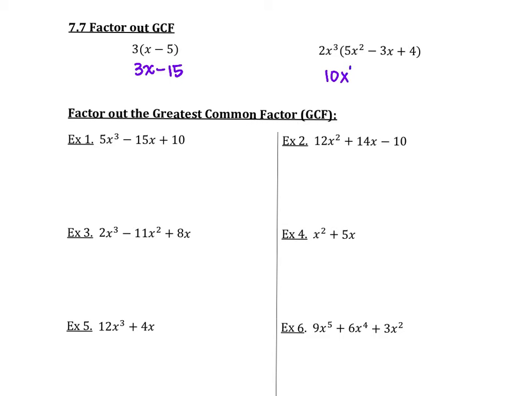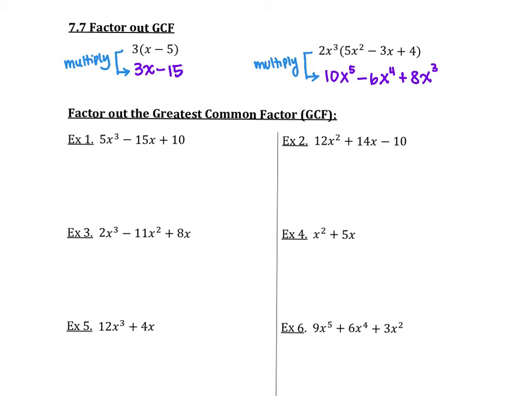X to the fifth, because I add the exponents, minus 2 times 3, 6, x to the fourth, because I add the exponents, 2 times 4, 8, x to the third, and I keep the exponent there. Okay, so when I go in this direction, this is multiplying, or it could be called distributing. But this is what we did during the first half of the chapter.